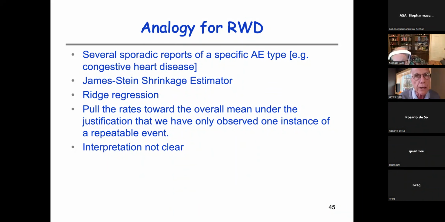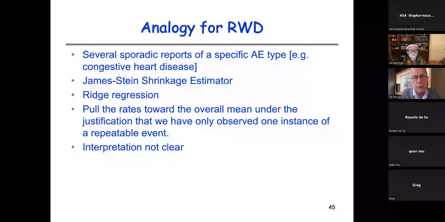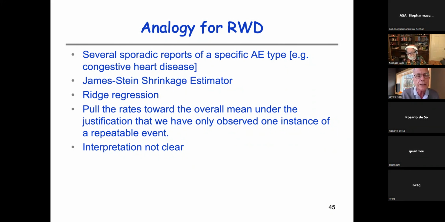They're most likely the disproportionality estimates that we've already said are not desirable, but they might be percent of all patients or something like that. We might apply the James-Stein shrinkage estimator or its close cousin, ridge regression, to at least pull these rates toward the overall mean, under the justification that we have only one observed instance of a repeatable event, and what that event is in real-world data, we're not sure.